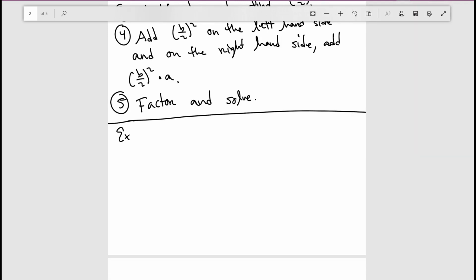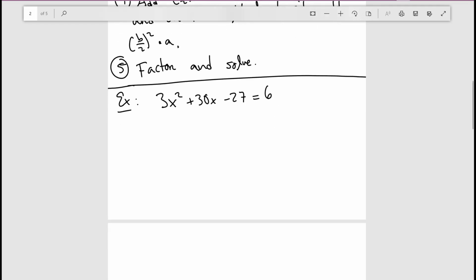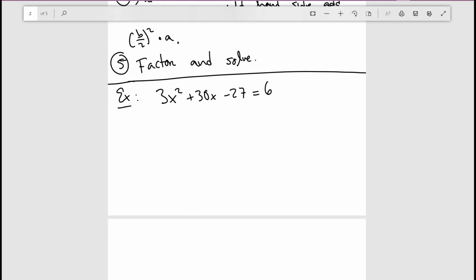So let's do an example where we want to solve it by completing the square. So let's take 3x squared plus 30x minus 27 is equal to 6. So we want to solve by completing the square. The first thing that you want to do is isolate the x's from the number. So let me add the 27 over. I'm going to take this 27 and add it to 6, and I'm going to get 33 over here. And over here, I'm going to have a 3x squared plus 30x.